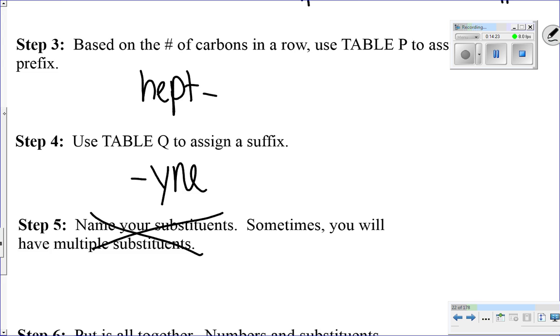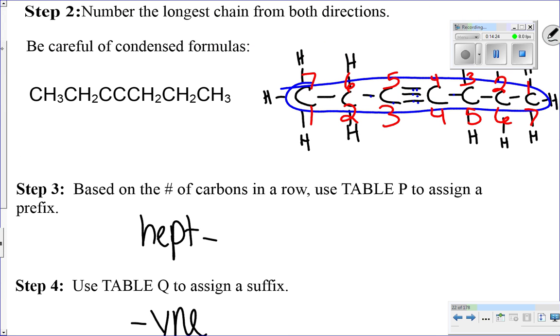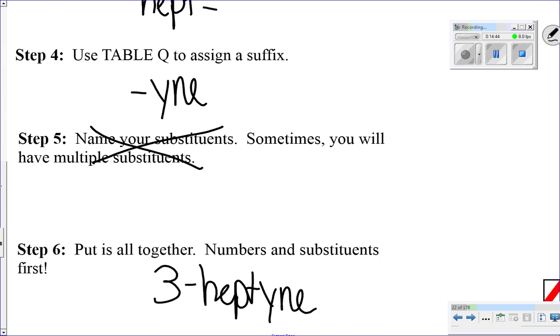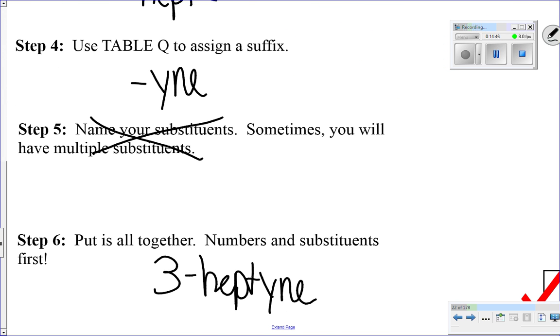And in terms of my number, if I number from left to right, the bond starts at carbon 3. If I go in the other direction, the bond is starting at carbon 4. So I'm going to choose 3 and have my ordering direction be going from left to right, giving me 3-heptyne.